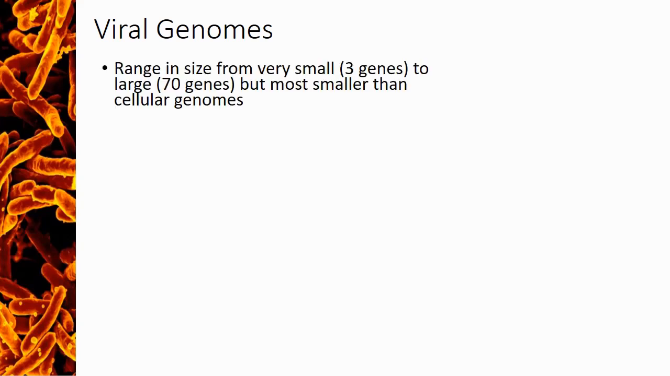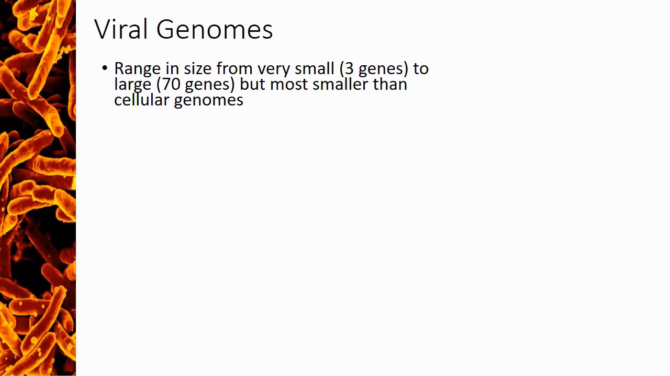Packaged inside the capsid is the viral genome. Viral genomes are very small, ranging from some that only have 3 to 5 genes to others with 70 to 100 genes. Compare that to E. coli, which has about 3,100 genes, and humans who have about 22,000 genes.